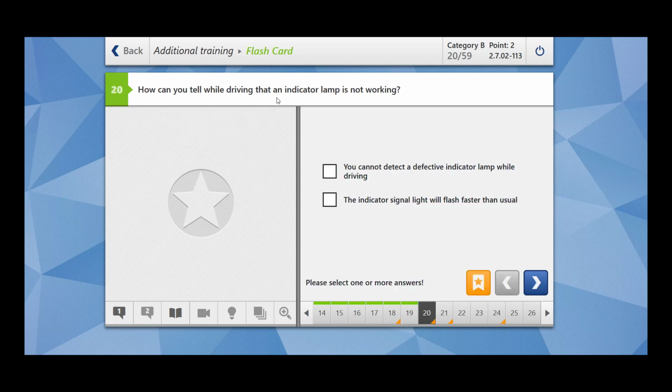How can you tell while driving that an indicator lamp is not working? If the indicator signal light flashes faster than usual. By this, you can say that your indicator lamp is not working.